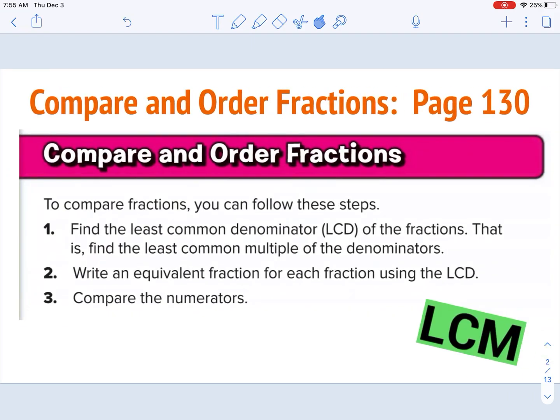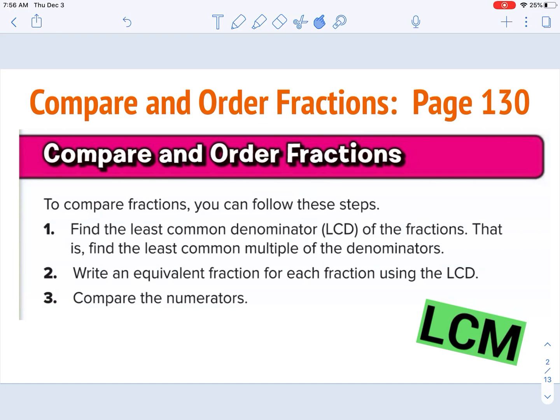So first we're going to look at how to compare and order fractions, and these are the steps that you will use to compare and order two or more fractions. And it is on page 130 in your book, so you can always go back and reference it if you forget the steps. Or you could take a picture so that you know exactly where it is in your photos.